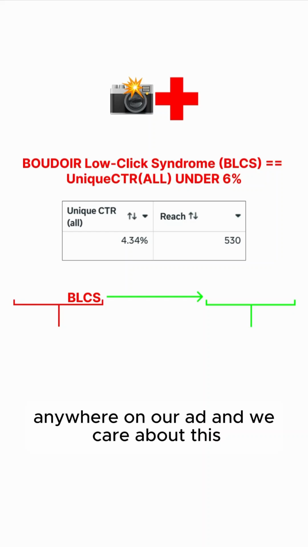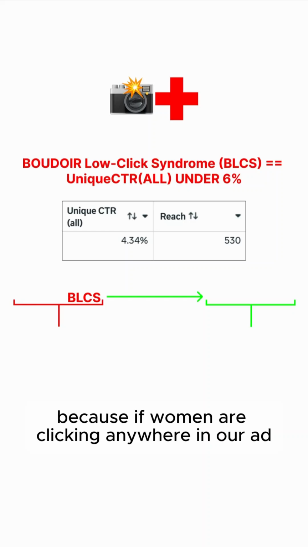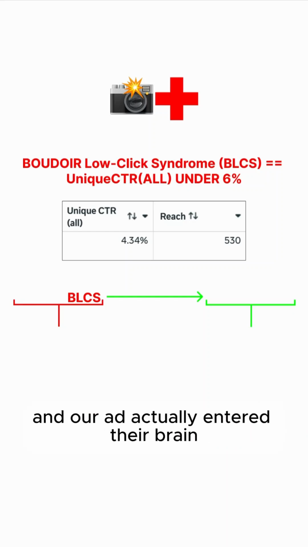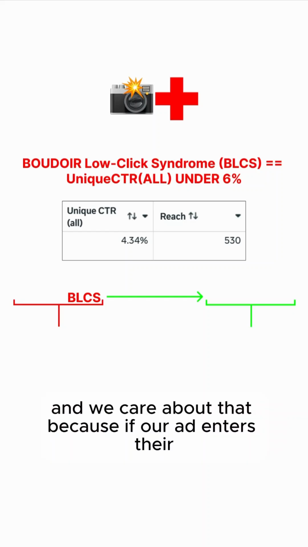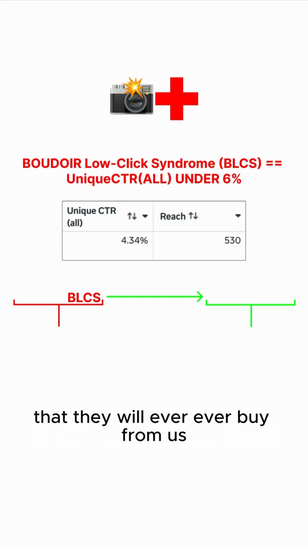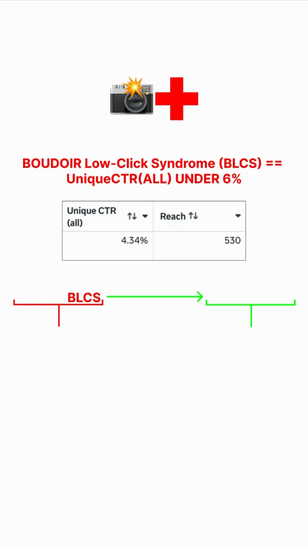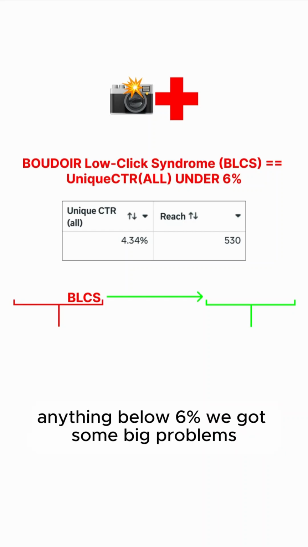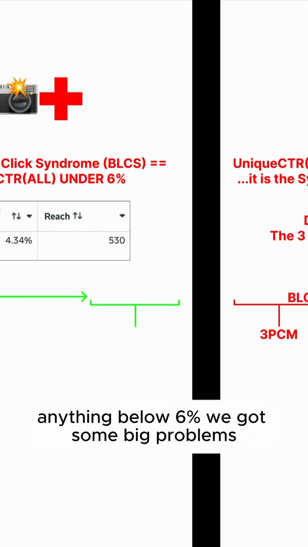And we care about this because if women are clicking anywhere on our ad, that means they didn't simply scroll on by and our ad actually entered their brain. And we care about that because if our ad enters their brain, that's literally the only chance that they will ever buy from us. So we've got to get this number up as high as possible, above 6% easily. Anything below 6%, we've got some big problems.